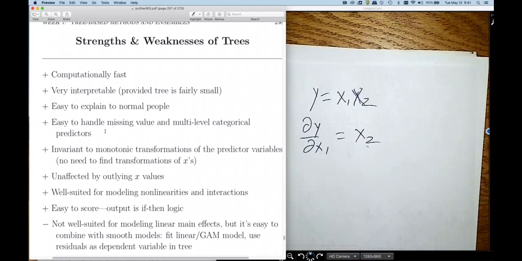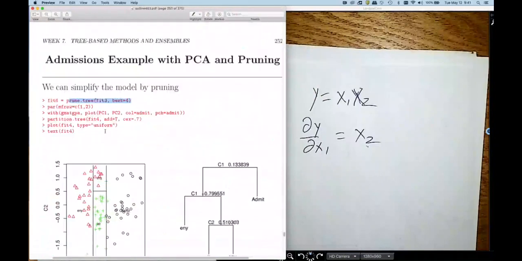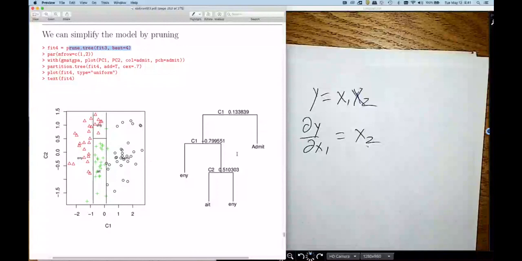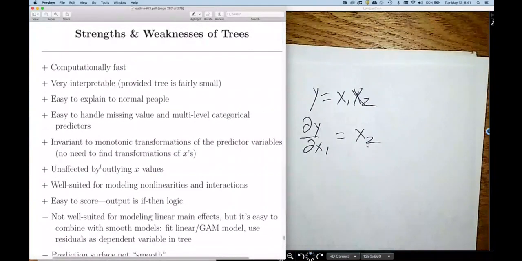Trees are very interpretable as long as your trees are small. We saw an example last time of this admissions example where we needed, what was it, 3 splits, and you could have a very interpretable solution where you can separate the admitted students from the denied students from the waitlist students. And so they're extremely interpretable, easy to explain to normal people, I would say, is another advantage. I can easily explain that admissions model to someone who hasn't studied machine learning before.